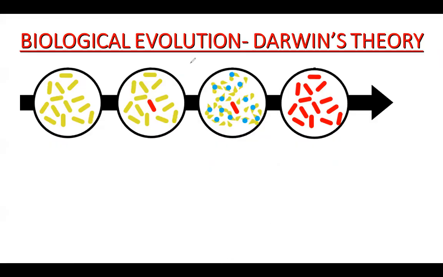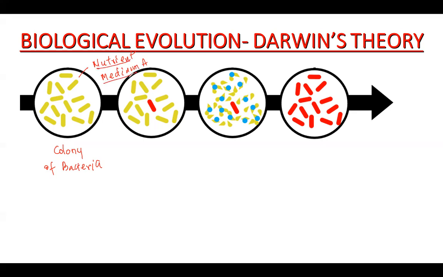Okay, so this is biological evolution, Darwin's theory. We have been talking about this, and it's an example of bacteria and its preferred food item. Let's say this is a colony of bacteria, and this bacteria is living in a nutrient medium. We'll call the nutrient medium A.